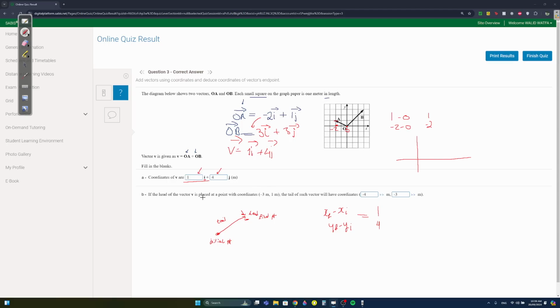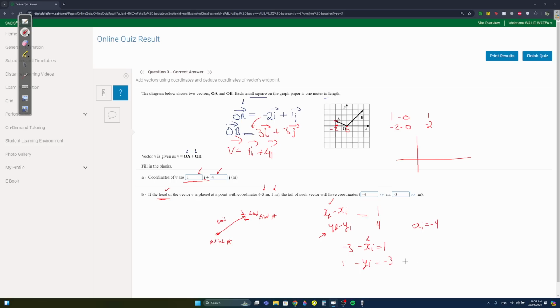They said that the head, so the final, is minus 3, 1. So they gave us x final and y final as minus 3 and 1. So minus 3 minus x initial equals 1, and 1 minus y initial equals 4. If you take minus 3 to the other side, you get x initial is minus 4.